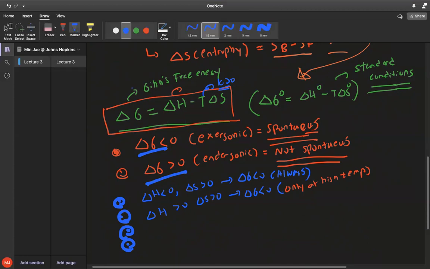Okay. When delta H is negative, and delta S is negative, now delta G is spontaneous only at low temperatures.